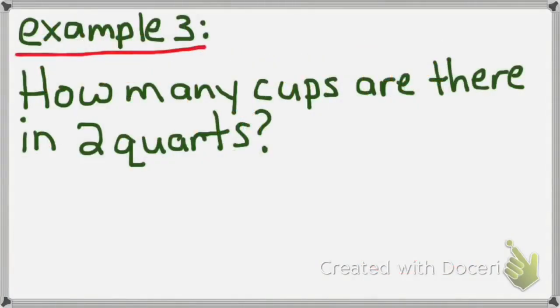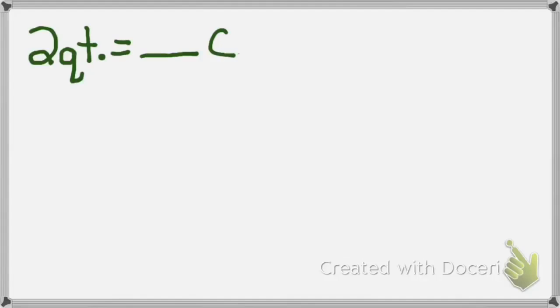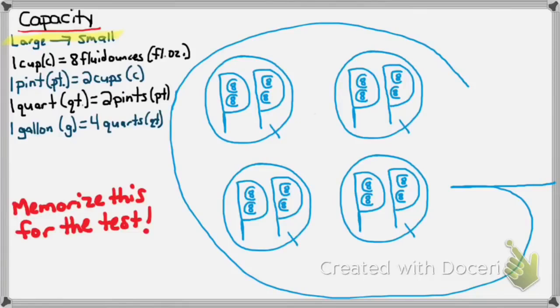We now have example 3, which again is a little bit different. The question says, how many cups are there in 2 quarts? So my known is 2 quarts. What I'm looking for, my unknown, is how many cups. First step, I write down my known, 2 quarts equals my unknown, blank cups. So at my chart, I'm looking for what's larger, quarts or cups.